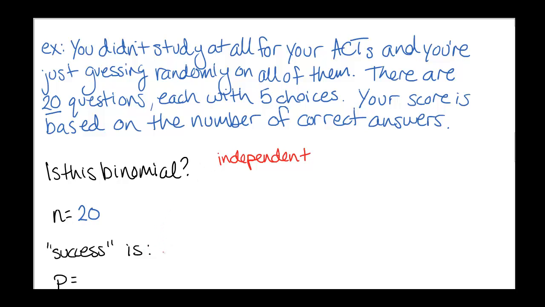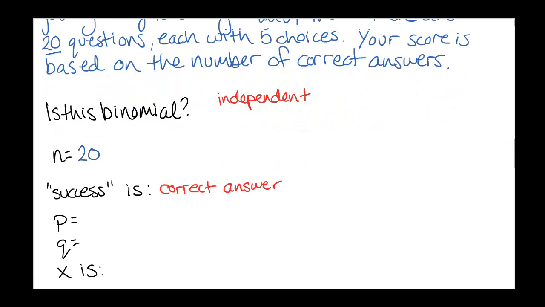In this case, I would say that success was a correct answer, and then our failure would be an incorrect answer. You could also set up this problem having success be an incorrect answer and failure be a correct answer. Often you can flip-flop the two, but in terms of the terminology, it makes a little more sense to say success is a correct answer. So if our success is a correct answer, we need the probability of success, p. Now there's 5 choices on each problem and only one correct answer, which means that the probability of success would be 1/5. And then our probability of failure is 1 minus 1/5, or in this case 4/5.